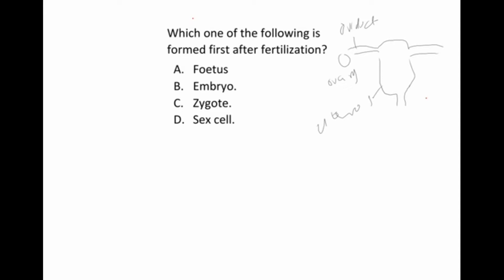So immediately after fertilization, the living organism that is formed is called zygote, which is formed in the oviduct or in the fallopian tube. So when you look at our question, the first after fertilization, the zygote is the one that is formed first. So we have fetus, embryo, zygote, sex cells. The answer here will be zygote.